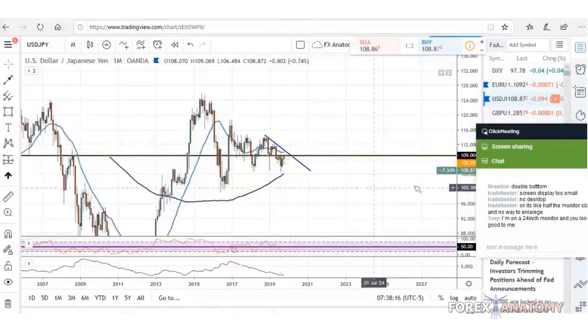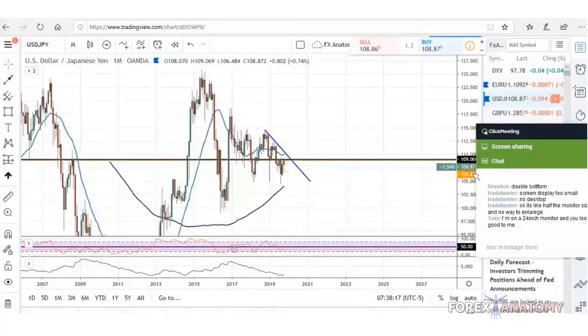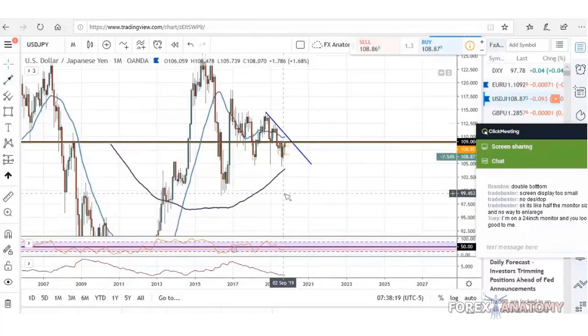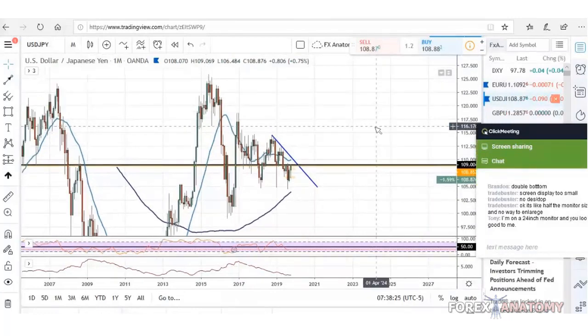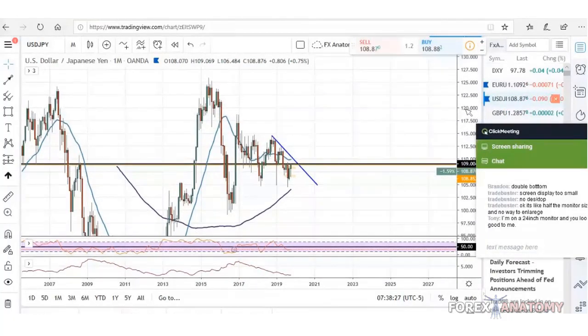However, there are times when you have to go to the monthly time frame to provide some context. Okay, so right now we're looking at the monthly time frame of the US dollar Japanese yen, which is one pair that it's kind of difficult right now to trade, to be honest with you. I know personally a lot of traders that are staying away from the US dollar Japanese yen.